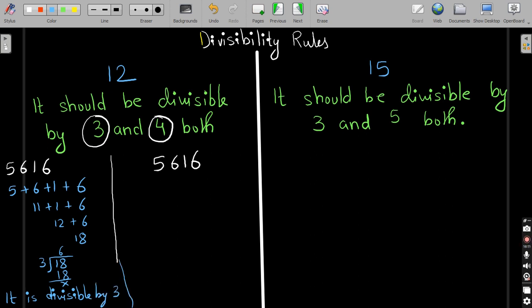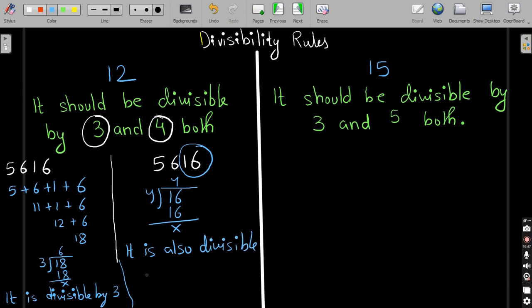Okay, this we got. As per the divisibility rule of 3, this 5161 is divisible by 3. Now let us check whether it is divisible by 4 or not. So what is the divisibility rule of 4? Last 2 digits should be divisible by 4. Now let us check. 4 divided by 16, 4 fours are 16. Remainder is nil. So I can say it is also divisible by 4.